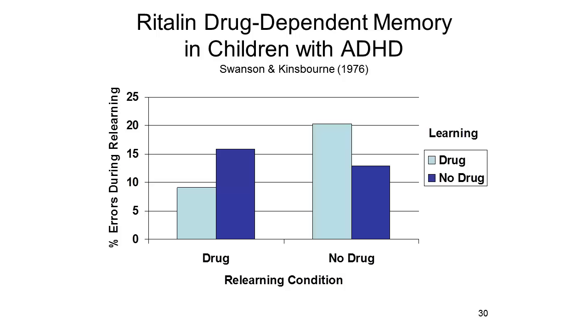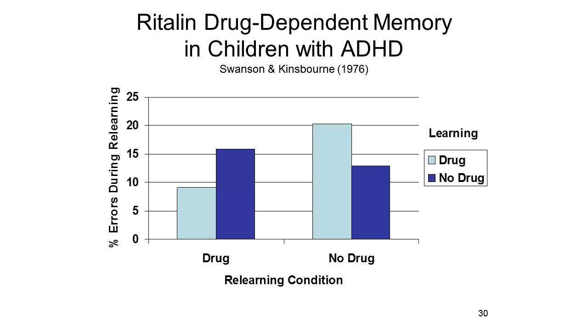Here, the measure of memory is the percentage of errors that the students made during relearning, so that a low score actually means better memory. And you can see in this graph a clear effect of state dependency. Children who had learned the list under the influence of the drug remembered the list better when they were also under the influence of the drug, compared to after the drug had been allowed to wash out of their systems. Similarly, children who had originally learned the list when they were not under the influence of the drug actually remembered the list better when they weren't drugged. The Ritalin impaired their memory for the list.